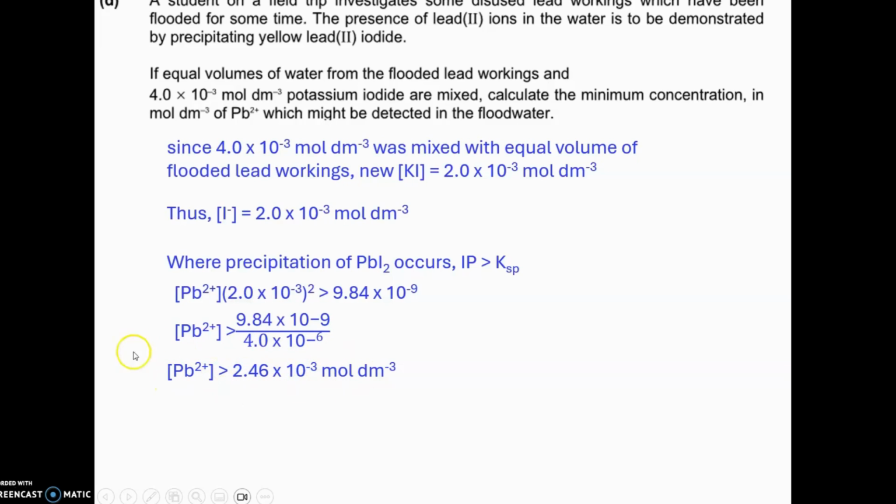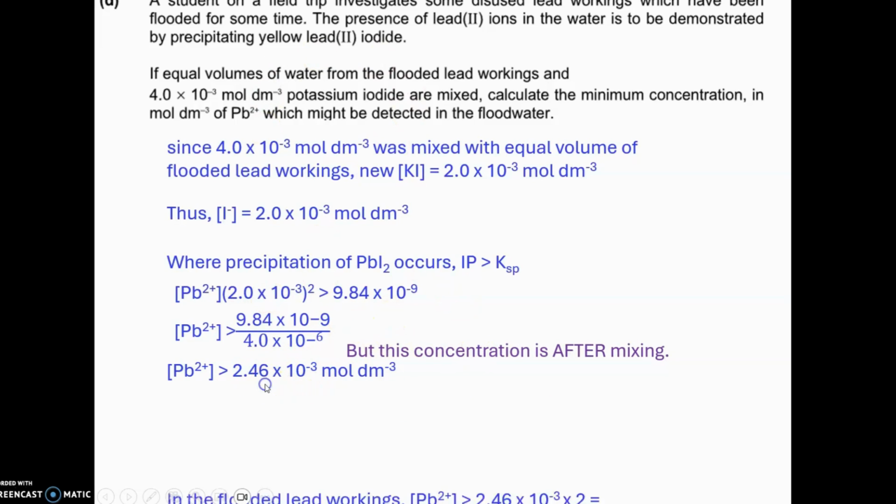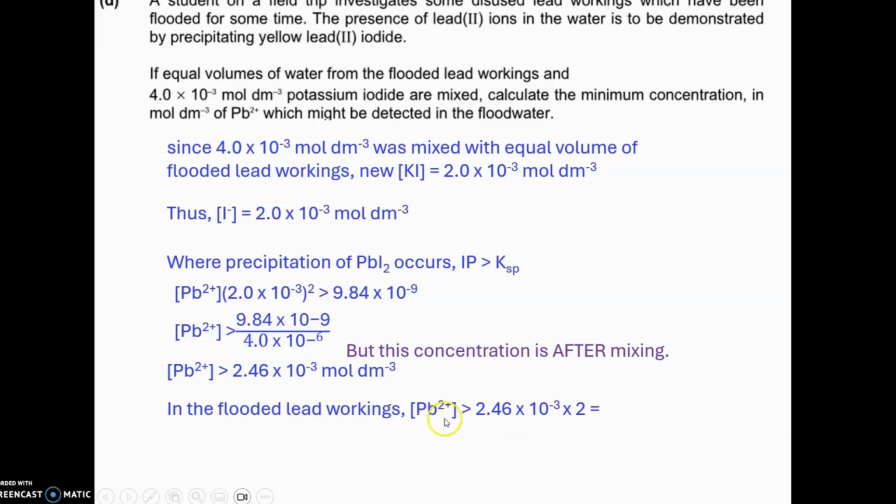But this concentration of lead-2 ions is after mixing, which means that to find the concentration of lead-2 ions in the original solution before mixing, again, we will need to multiply this by 2, which will give us 4.92 times 10 to the power of negative 3 mole per dm cube.